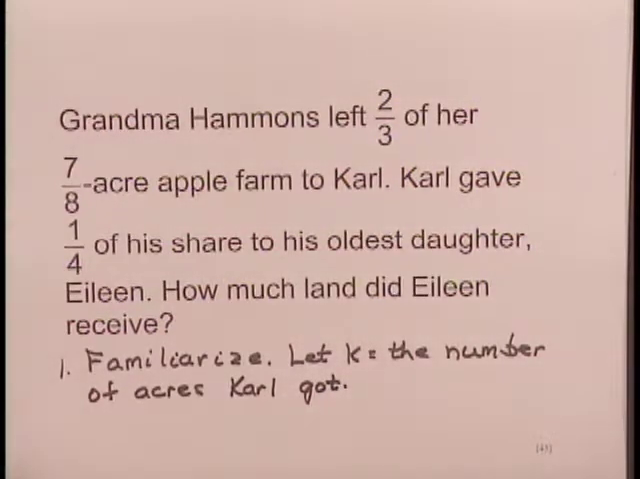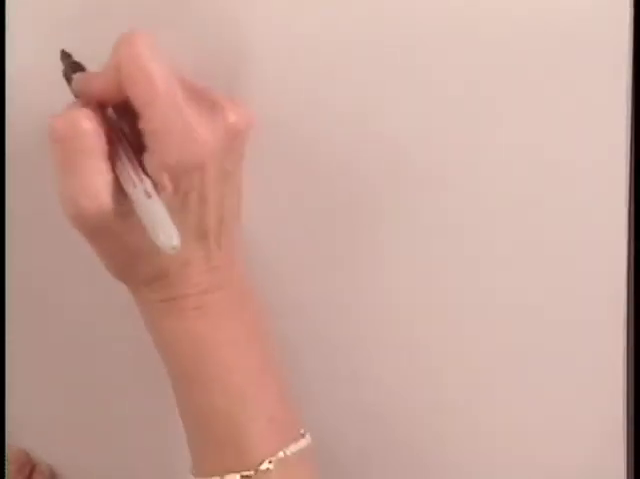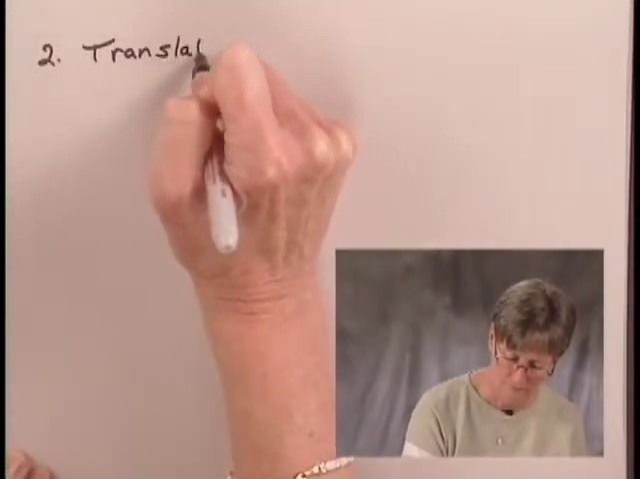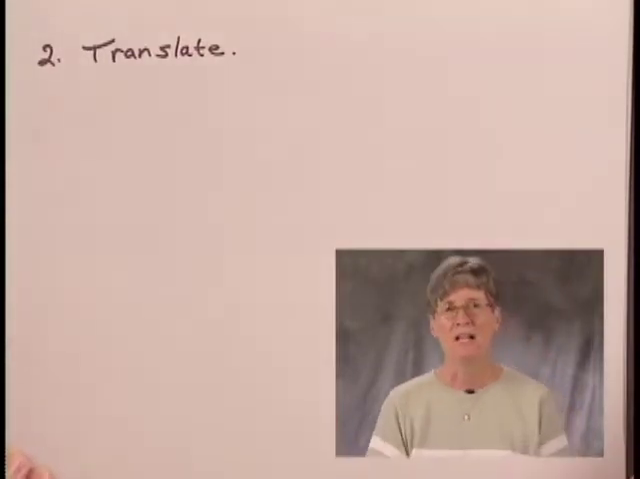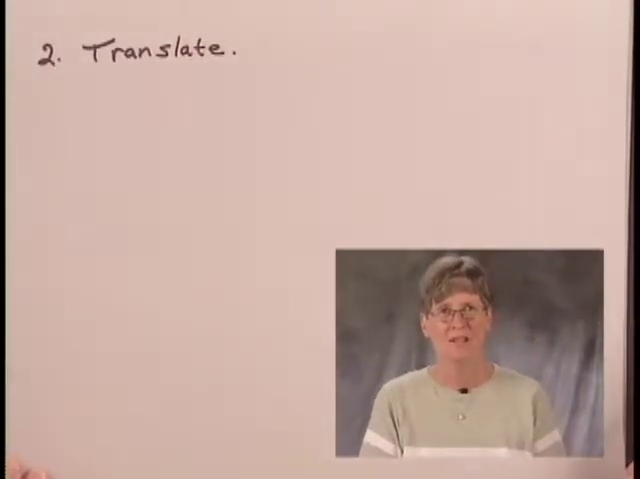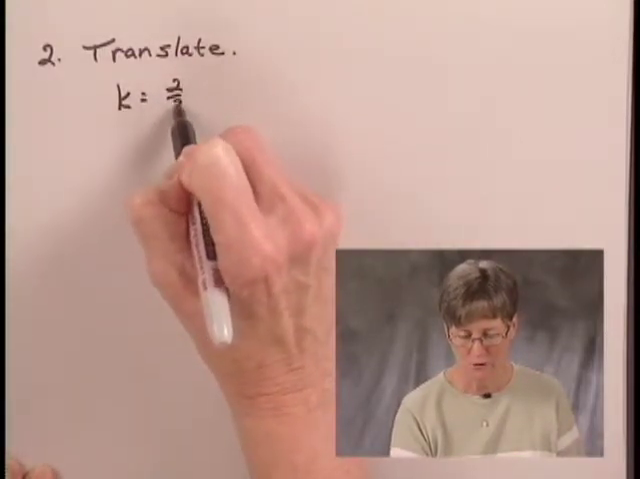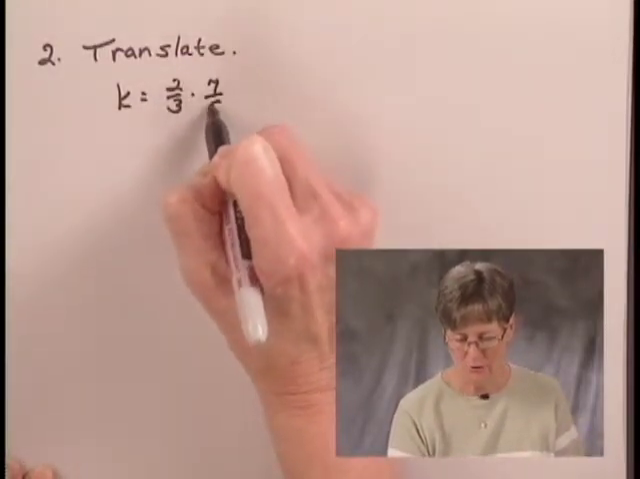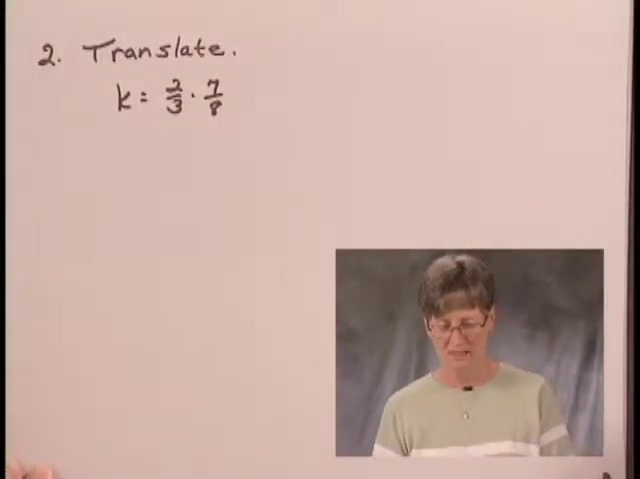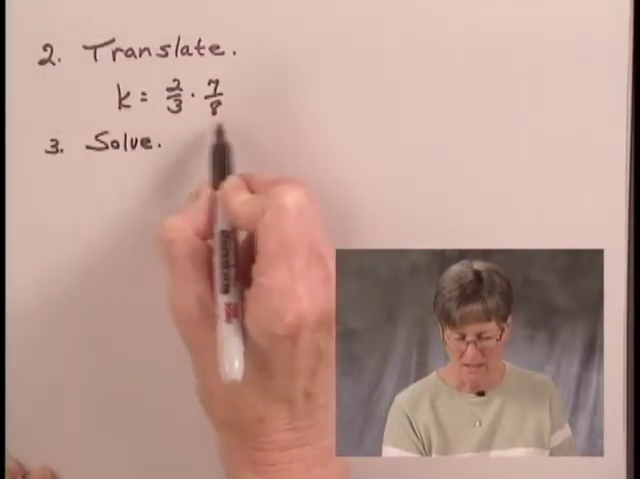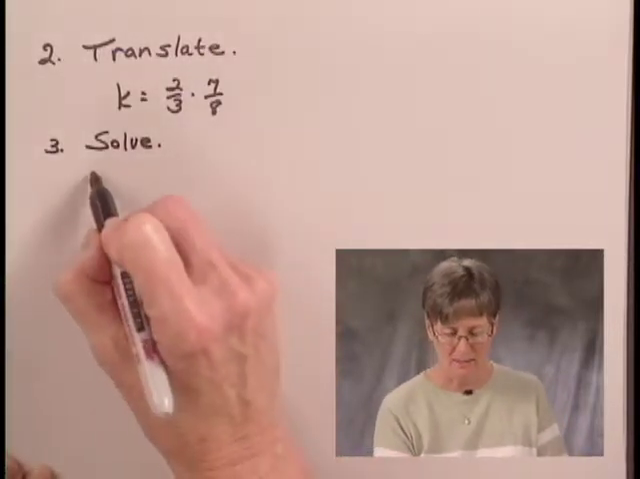And the next thing we'll do is to translate to an equation. Carl got 2/3 of 7/8 of an acre, so K is equal to 2/3 of 7/8, or 2/3 times 7/8. And this is the equation then. K equals 2/3 times 7/8. And we'll solve that equation by carrying out this multiplication on the right-hand side.